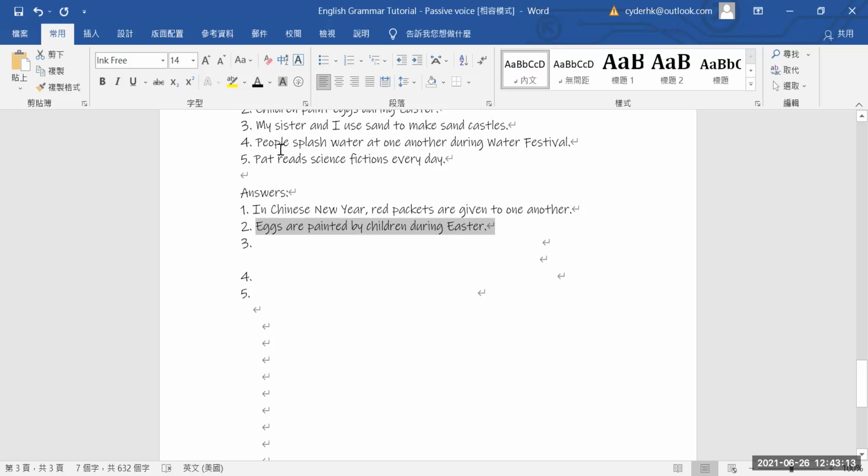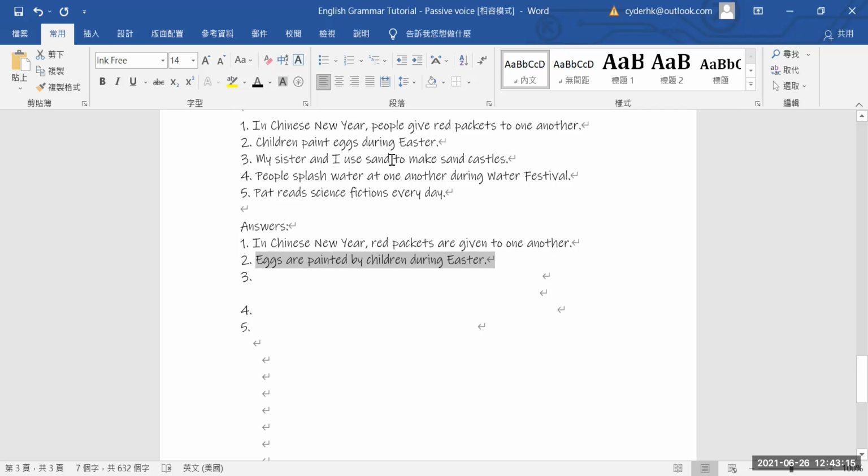So number 3, my sister and I use sand to make sandcastles. Sorry, sandcastles don't have a gap in the middle. It's one word. Remember that I typed it wrong, a typo. So to make sandcastles, this is what you need sand for? So we'll leave it at the end of the sentence, okay?